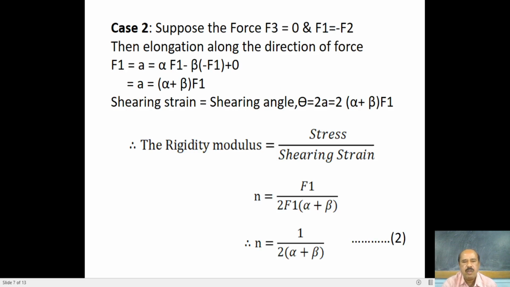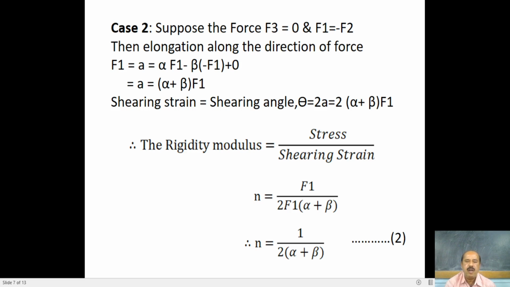Case number 2. Suppose the force F3 is equal to 0 and F1 is equal to minus F2. The elongation along the direction of the force F1, A, will be equal to alpha into F1 minus beta into minus F1 plus 0. So A is equal to alpha plus beta into F1. The shearing strain, the shearing angle theta, is equal to twice the value of A, that will be equal to 2 into alpha plus beta into F1.